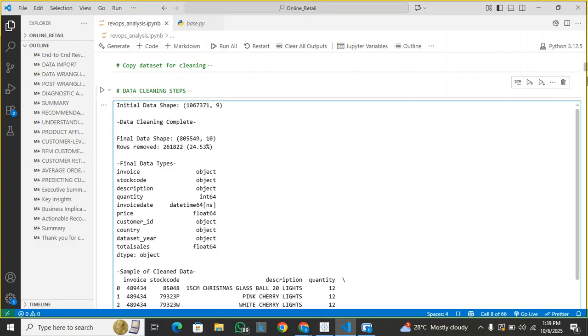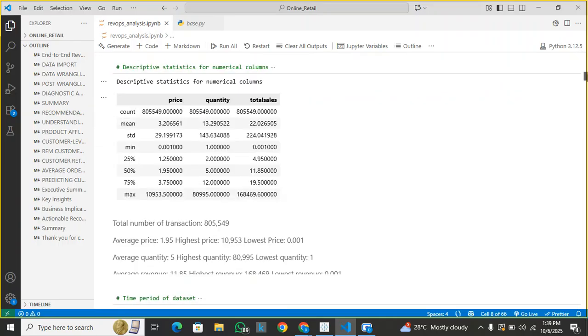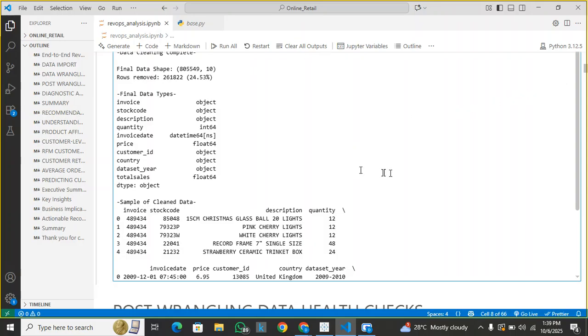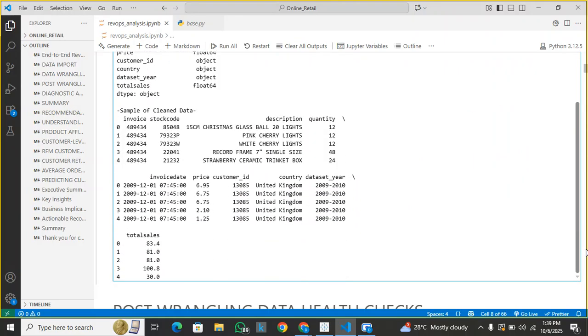The extra column I created was the total sales column. I multiplied the price and quantity columns to give me the total sales so that I know the actual revenue gotten from each transaction.